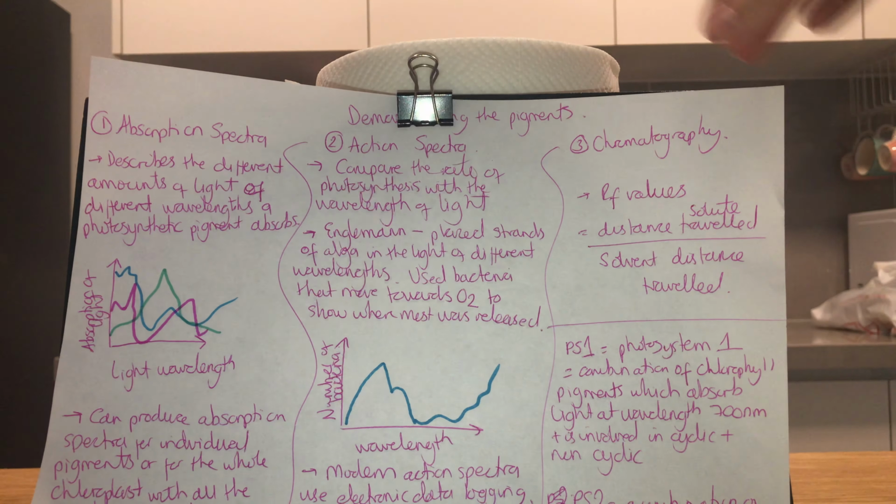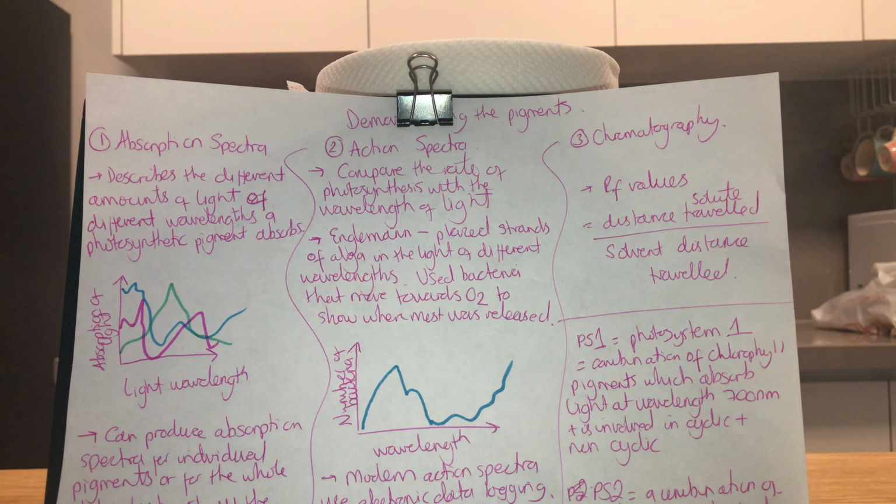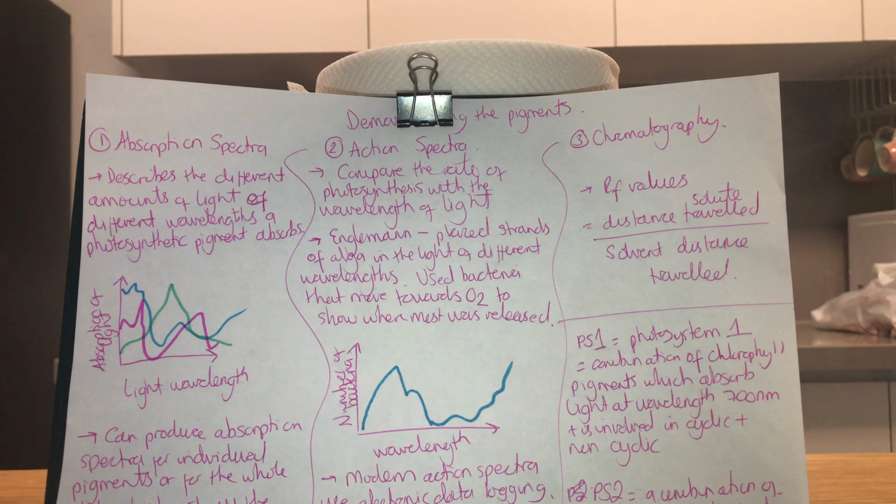Now, there are a few different ways that we can demonstrate these different pigments, and we can do some work around them. The first of which is an absorption spectra. And this describes the different amounts of light of different wavelengths a photosynthetic pigment absorbs.